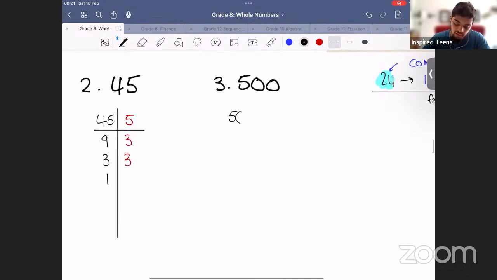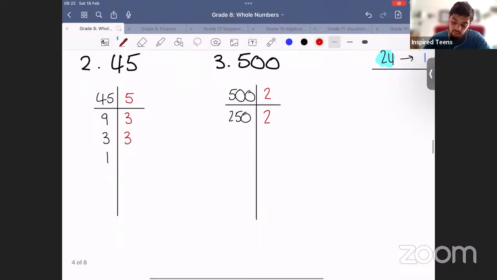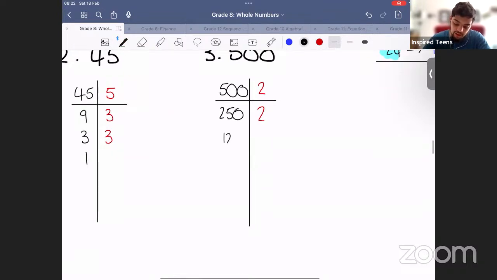Let's do 500. So even the bigger numbers are not that scary, right? Because firstly, as long as it's even, you can always divide it by 2. So that's exactly what I'm going to do. 500 divided by 2, that's 250. 250 is still an even number, so I can divide it by a prime number, which in this case is 2. So I divide it by 2. When I divide this by 2, I get 125.